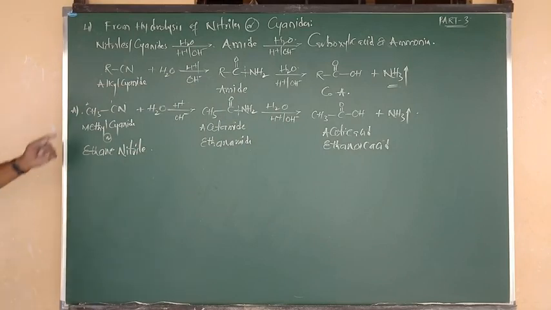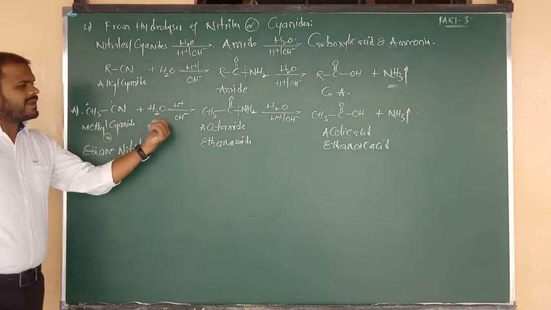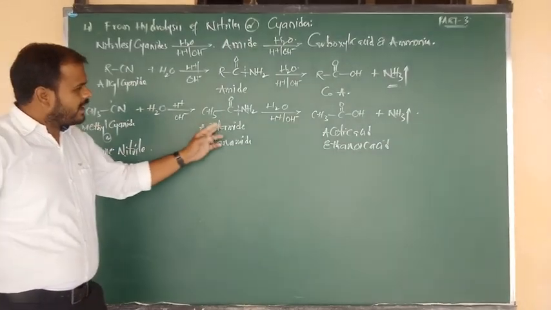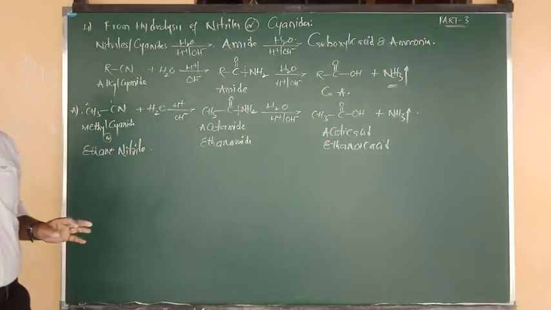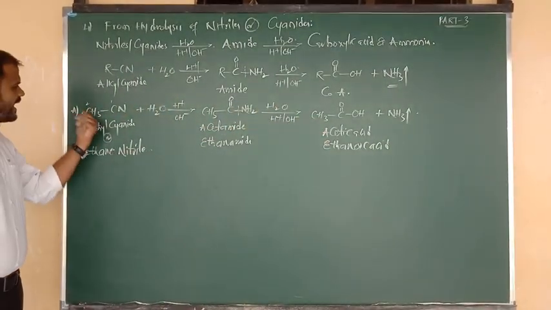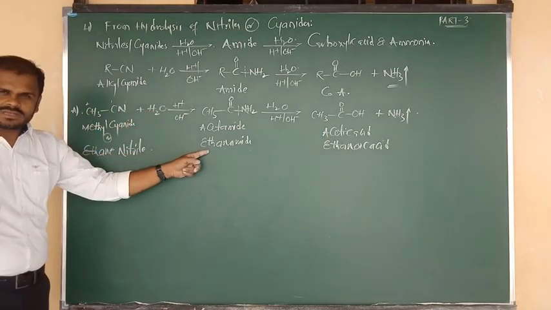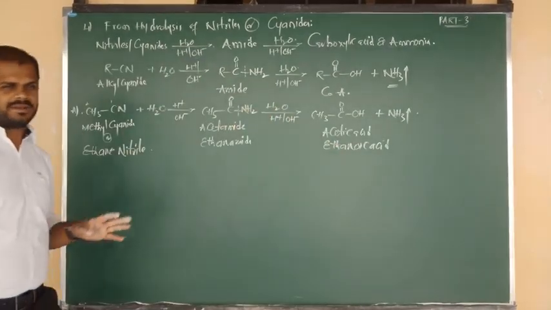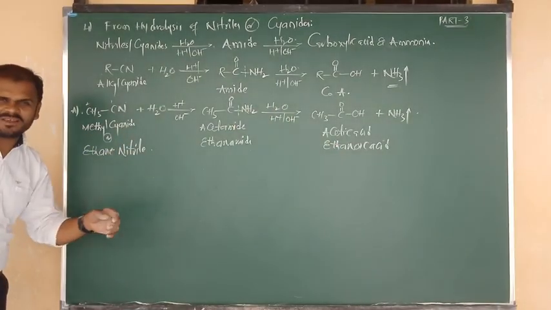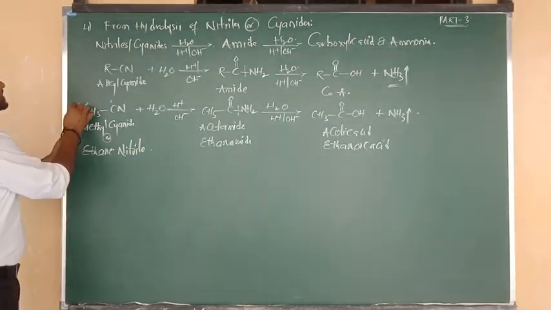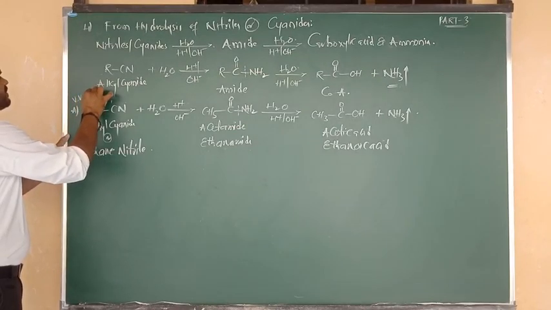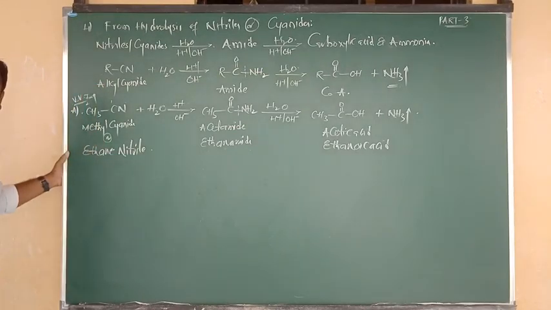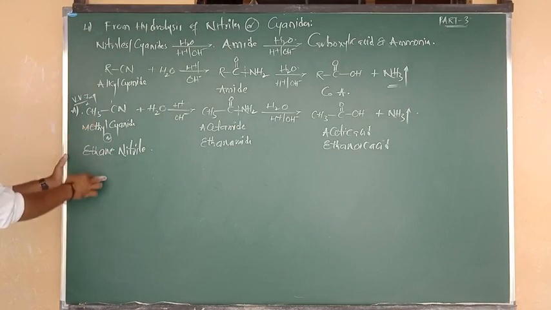Understood? So methyl cyanide upon hydrolysis gives acetamide, and acetamide upon hydrolysis gives acetic acid. Or you can say ethane nitrile upon hydrolysis gives ethanamide, and ethanamide upon hydrolysis gives ethanoic acid. I have given the common names and IUPAC names clearly. This is a very, very important reaction. Focus on both the names. Very important, 100%.